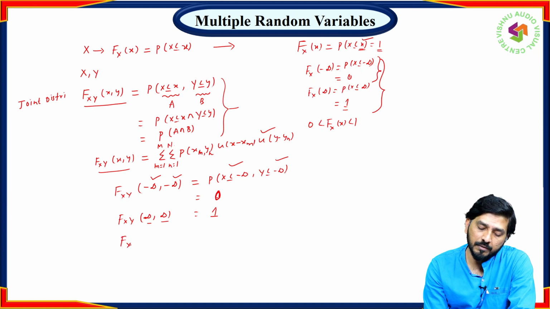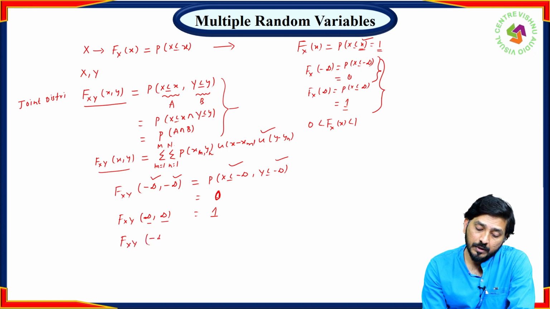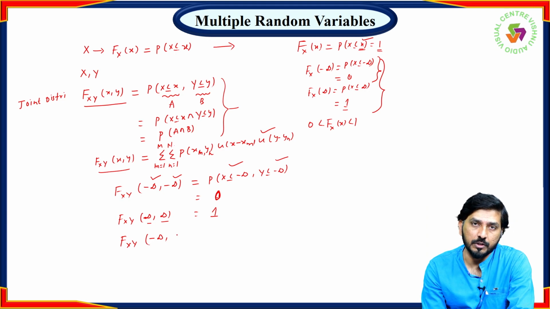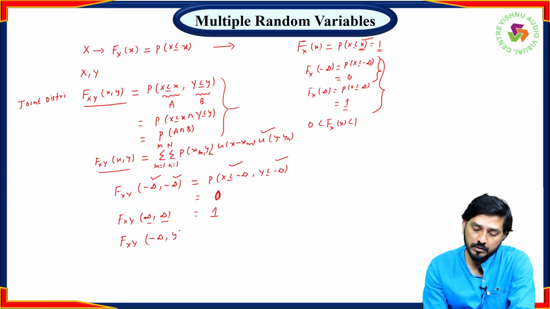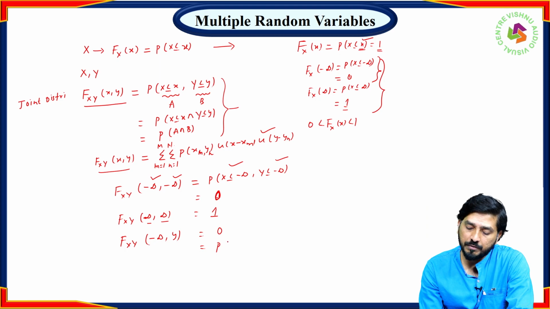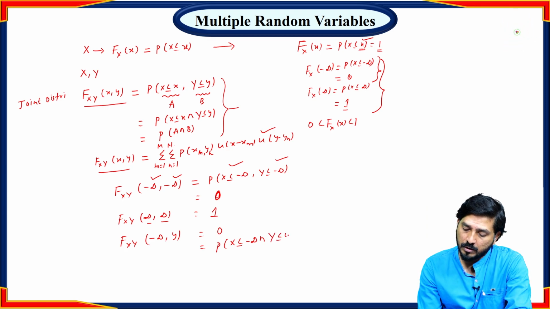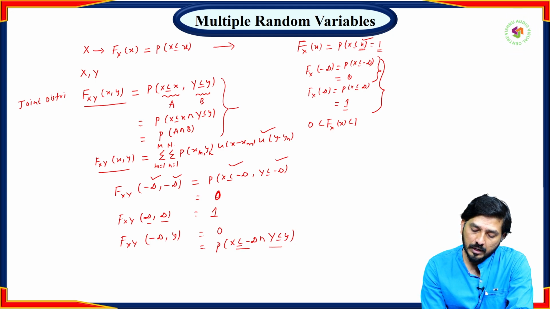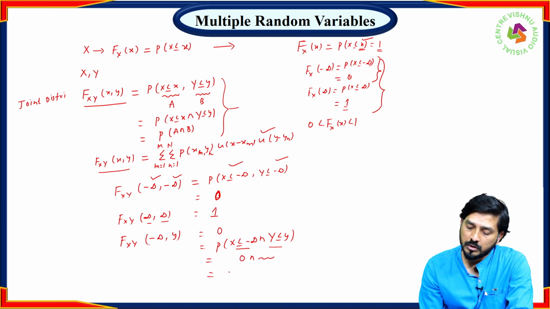Suppose one random variable is negative infinity and the other random variable, that is y, is some value, then the value of this one is also equal to 0. Why? Because, if you see the formula, it is the probability of X less than or equal to minus infinity intersection Y less than or equal to y. The intersection of the empty event with anything will be equal to 0.